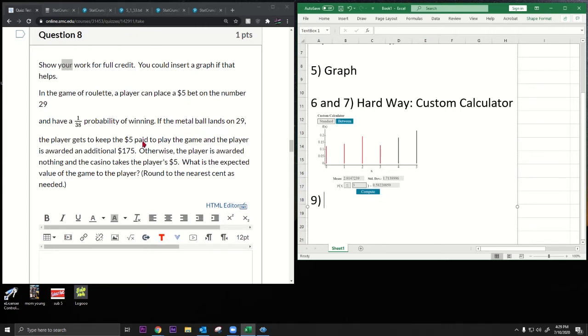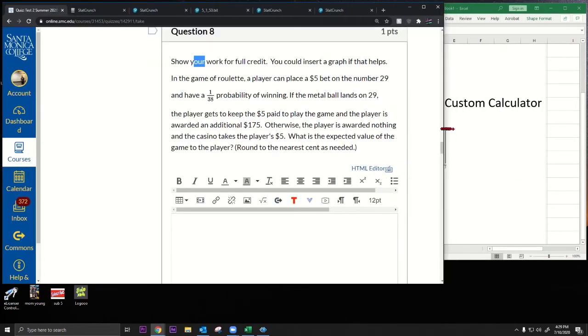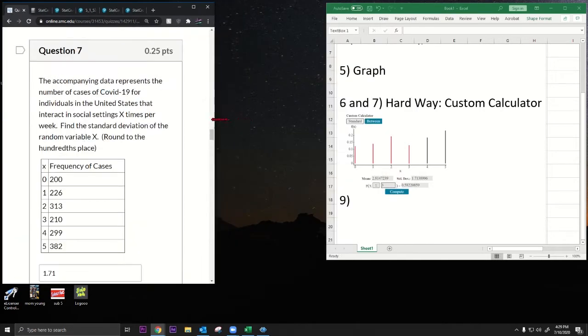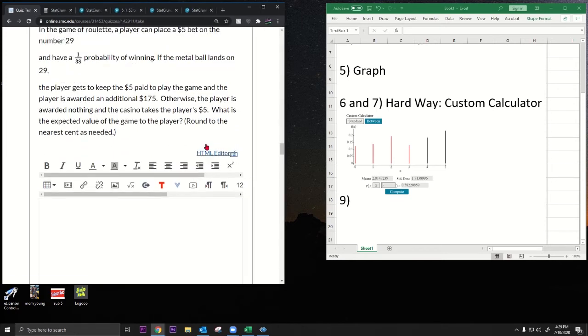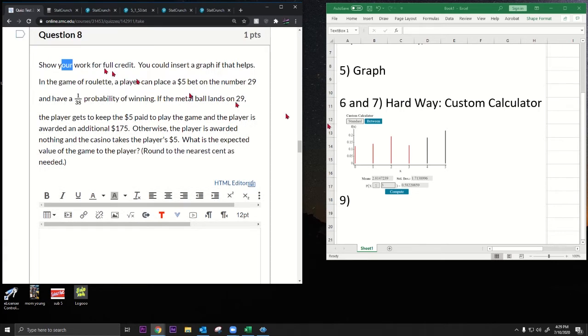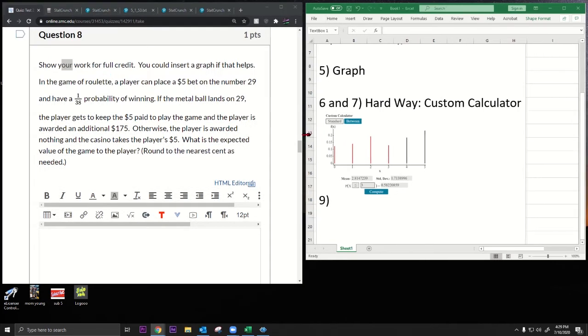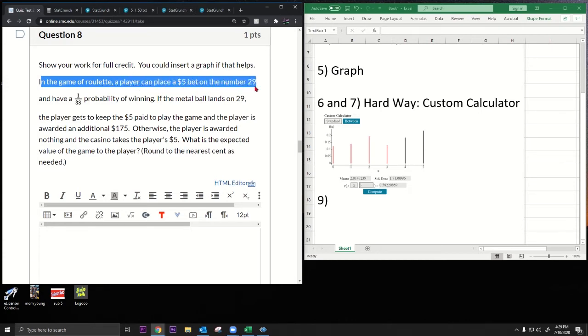For number 9, we have the notorious roulette question. I wonder if this is the hardest question on the test. I wonder if people think that, maybe. I don't like how it's printing out. Why is it printing out like that? It's printing out like that because I'm making it smaller, I see. Alright, sorry about the way it's printed. Let me see if I can make it look better. That's better. Okay. Show your work for full credit. You could insert a graph if that helps. In the game of roulette, a player can place a $5 bet on the number 29.